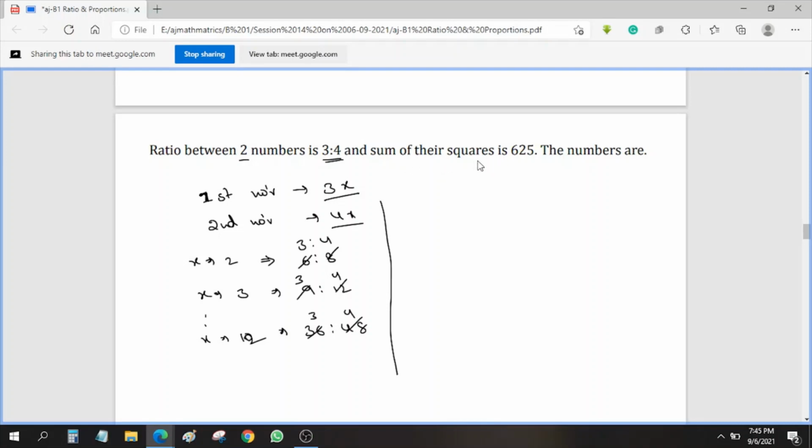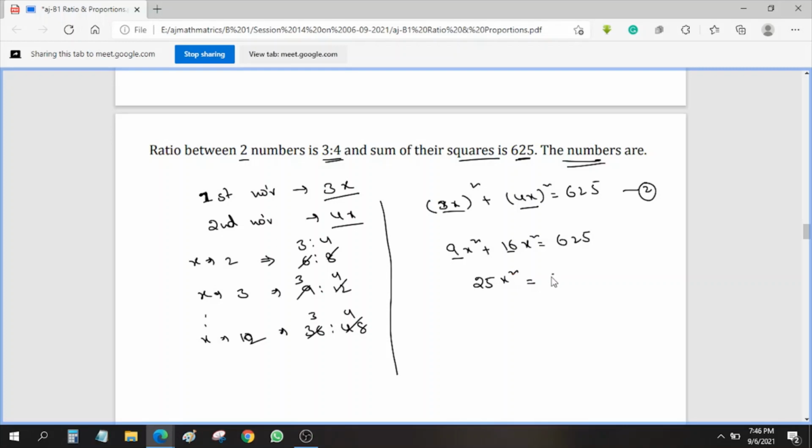Simple. Now the sum of the squares is 625, which means one number is 3x and the other number is 4x. So 3x squared plus 4x squared equals 625. This is the second equation which is given, and we need to find the numbers. First we need to find the x value, then we can easily find 3x and 4x. So 9x squared plus 16x squared equals 625. So 9 plus 16, which is 25x squared, equals 625.